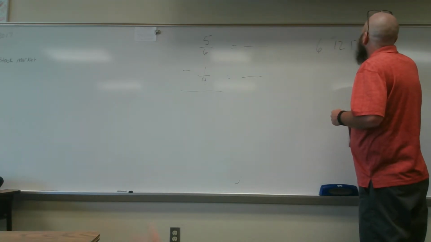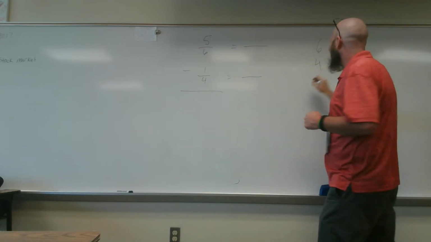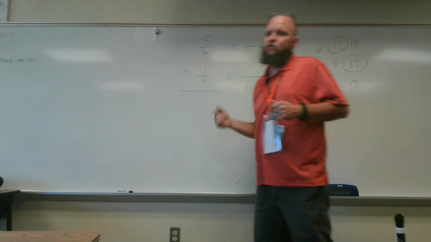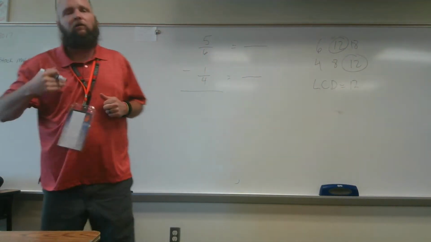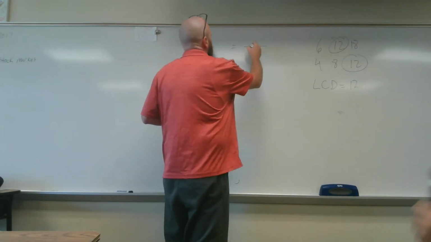6, 12, 18, and 4, 8, 12. The least common denominator equals 12. Now there are others: 24, 36. Okay, so it is 12.